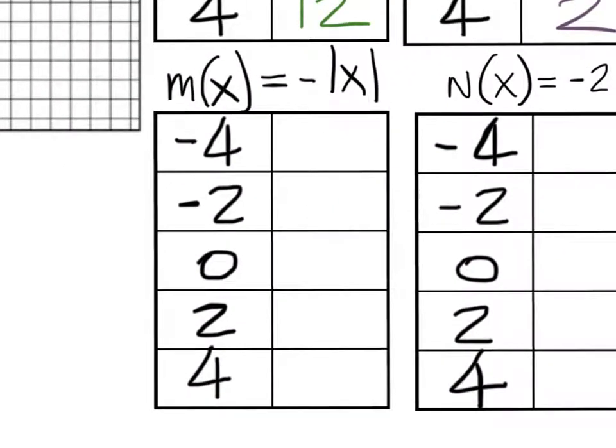The next one here is the negative absolute value of x. If I plug in a negative 4 into that problem, what do I get back? I get back a negative 4, right. Even though the absolute value of negative 4 is 4, I cannot forget about this negative 1 on the outside. So 4 times negative 1 is negative 4. If I plug in a negative 2, what do I get back? What about 0? And 2? Negative 2. What about 4? Negative 4.